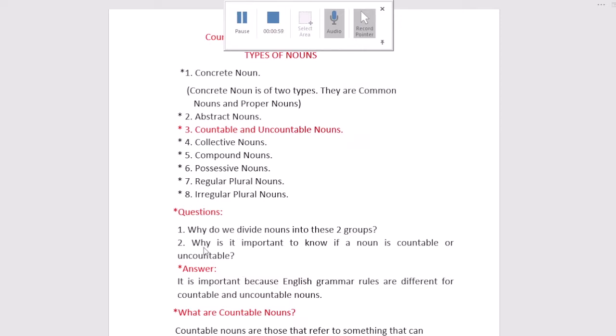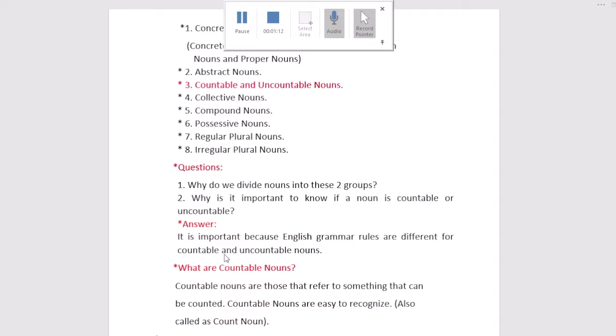Second question என்னன்னா, why is it important to know if a noun is countable or uncountable? ஒரு noun countable or uncountable அப்படின்னு தெரியணும். அது எதுக்கு important? Why we are giving more importance to that?